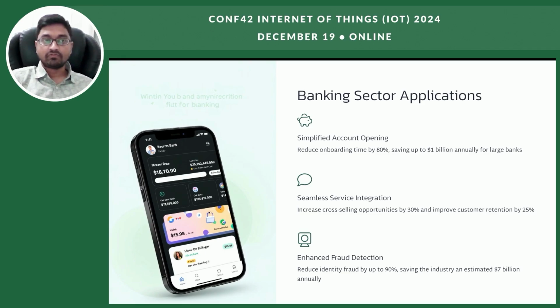So where can we see these applications? First one is banking sector applications. Implementing this concept of identity federation simplifies the account opening process. It reduces onboarding time by 80%, saving up to 1 billion annually for large banks. And then seamless service integration increases cross-selling opportunities by 30% and improves customer retention by 25%. This also enhances fraud detection. It reduces identity fraud by up to 90%, saving the industry an estimated 7 billion annually.